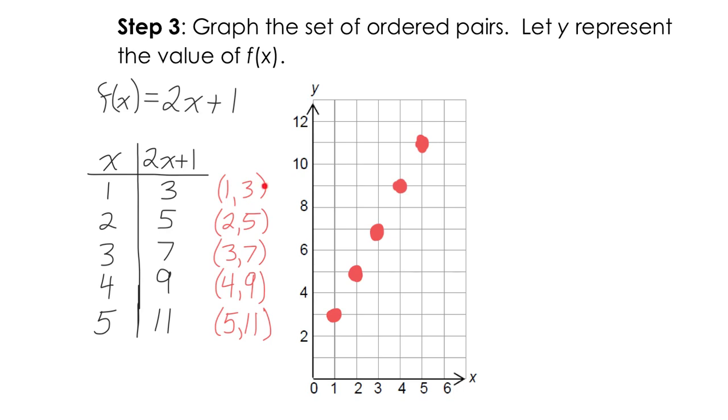And once I've plotted all these points, or my list of ordered pairs, I now see that these points are following a line, so I can just keep that pattern going and connect the dots. And I get a graph of my function. So the function f of x equals 2x plus 1 looks like this blue line when we graph it.